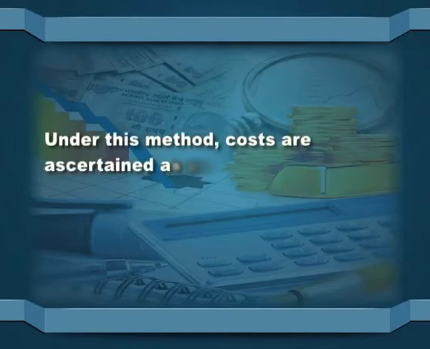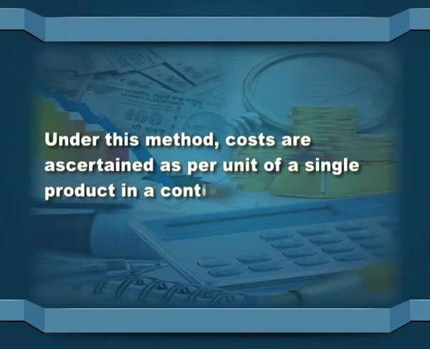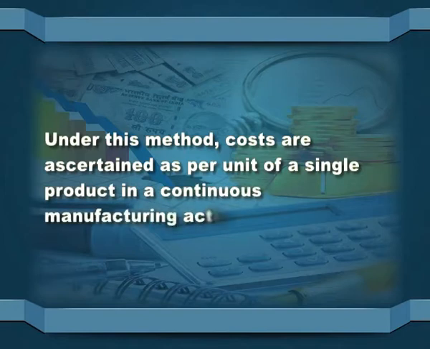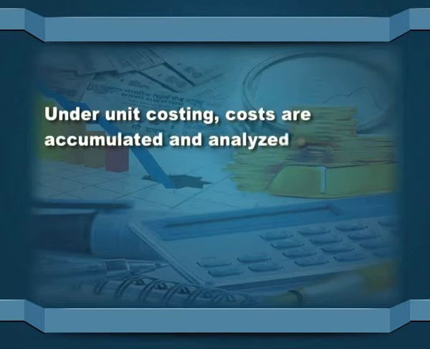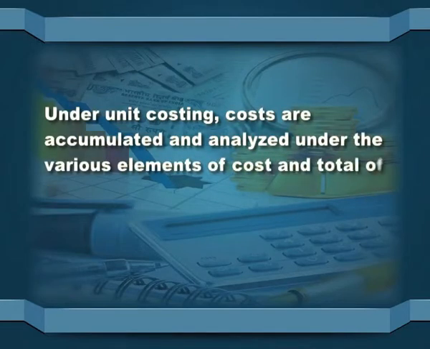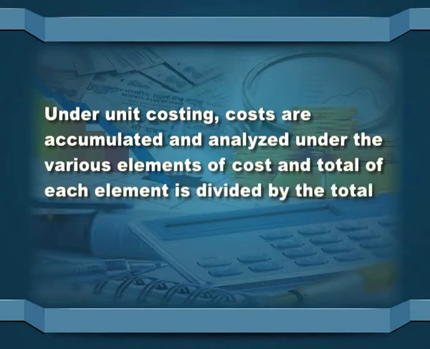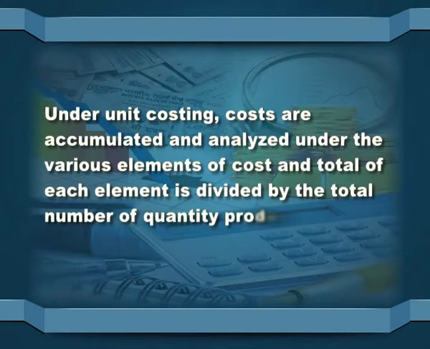Unit costing is one of the methods of costing, which is commonly used in dairies, paper mills, cement work industries, and so on. It is also known as output or single costing. Under this method, costs are ascertained as per the unit of a single product in a continuous manufacturing activity. Under unit costing, costs are accumulated and analyzed under various elements of cost, and the total of each element is divided by the total number of quantity produced.